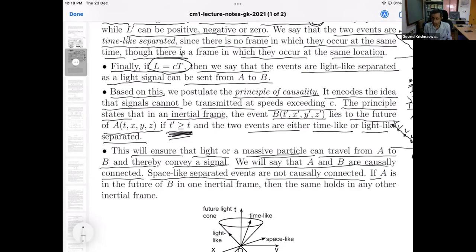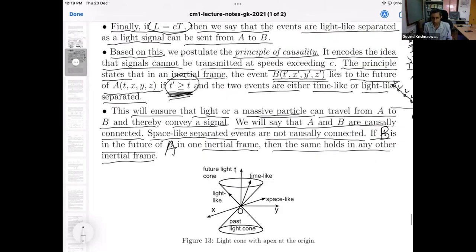The other point which I want to mention is that if A is in the future of B, actually, here I'm saying B is in the future of A, but it doesn't matter. Anyway, let me correct this. If B lies to the future of A in one inertial frame, then one can check that the same holds in any other inertial frame. That is, the conditions of t' more than t and not being space-like separated are valid in any other frame also.